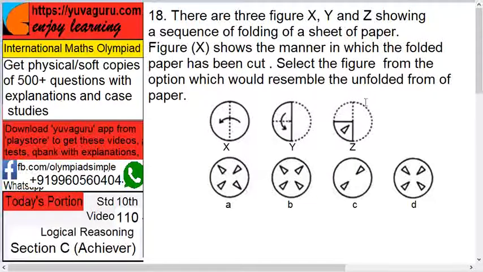Suppose if I give a cut and then unfold it, then which one would look the same? See here, this point of the triangle is inside, right? And there would be four triangles because you unfold it over here and here. Four triangles would be there. So pointed inside, which one has it? Only D. So D is the answer.